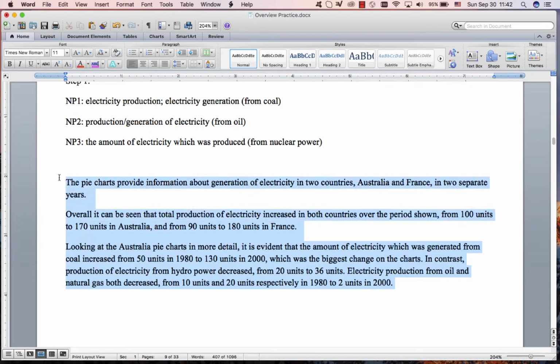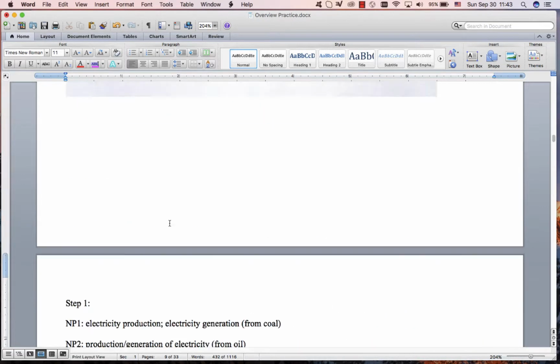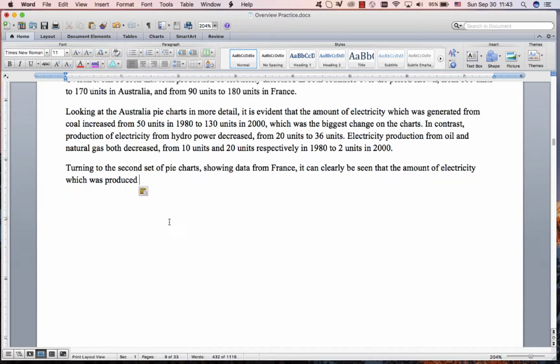So how are we looking? We've got already 133 words. This is a big essay because a lot of data points. So let's move on to the next paragraph. All right, nice linking language. Turning to the second set of pie charts showing data from France, it can clearly be seen that. So we've got our that over there, and now we want SVX. We want another nice big noun phrase. What are we going to do?